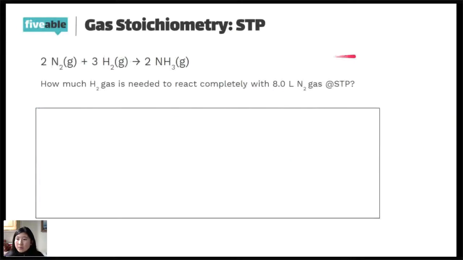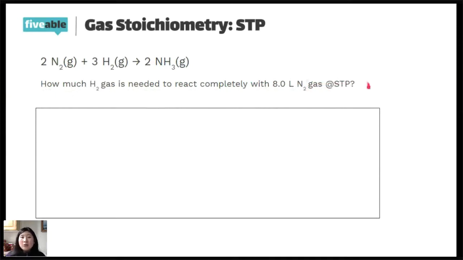All right, so now we're going to be doing another practice problem. This one is a bit longer. This is the equation, and the question is how much hydrogen gas is needed to react completely with 8.0 liters of nitrogen gas at STP. So you see here at STP, that's the key.